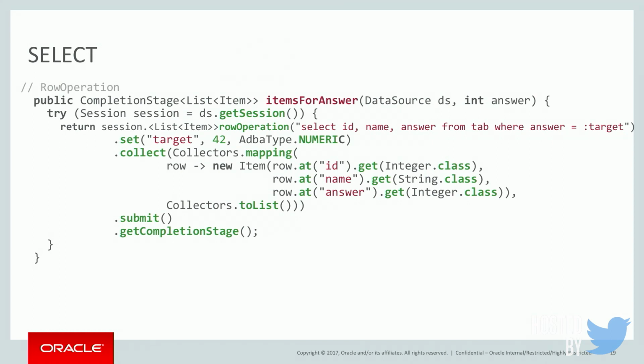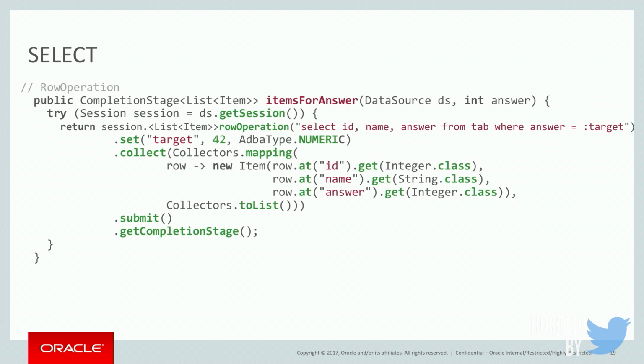So here we have a public method named itemsForAnswer, which will return a completion stage, which is a list of items. Item is a POJO. We have a data source as a parameter, and we have an answer as an integer. Okay, so try with resource block, get a session. We're going to return a list of items, and we're going to perform a row operation. The row operation will process the select ID, name, answer from tab, etc. As in the same example we used previously.